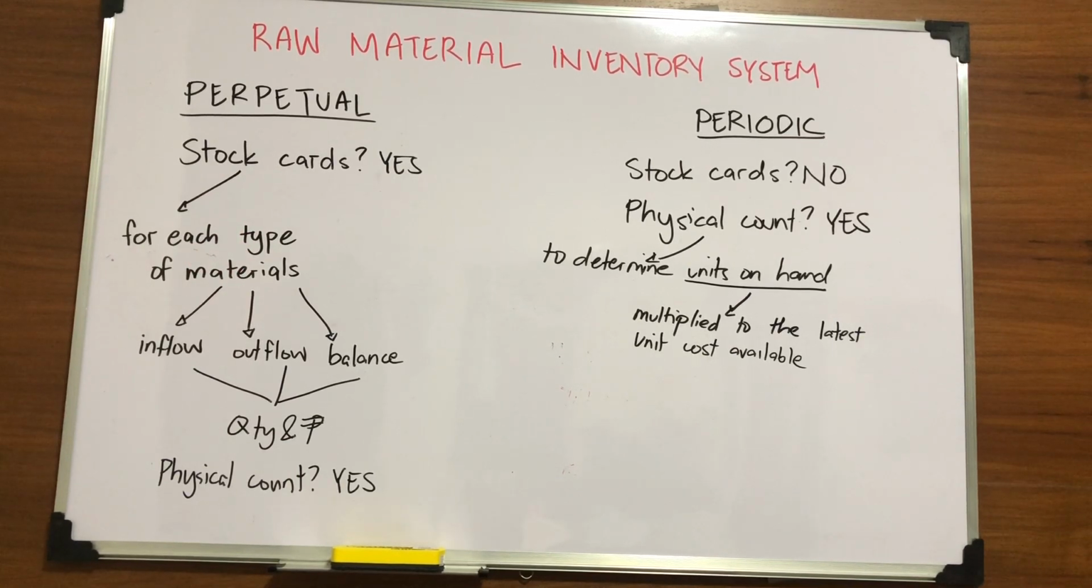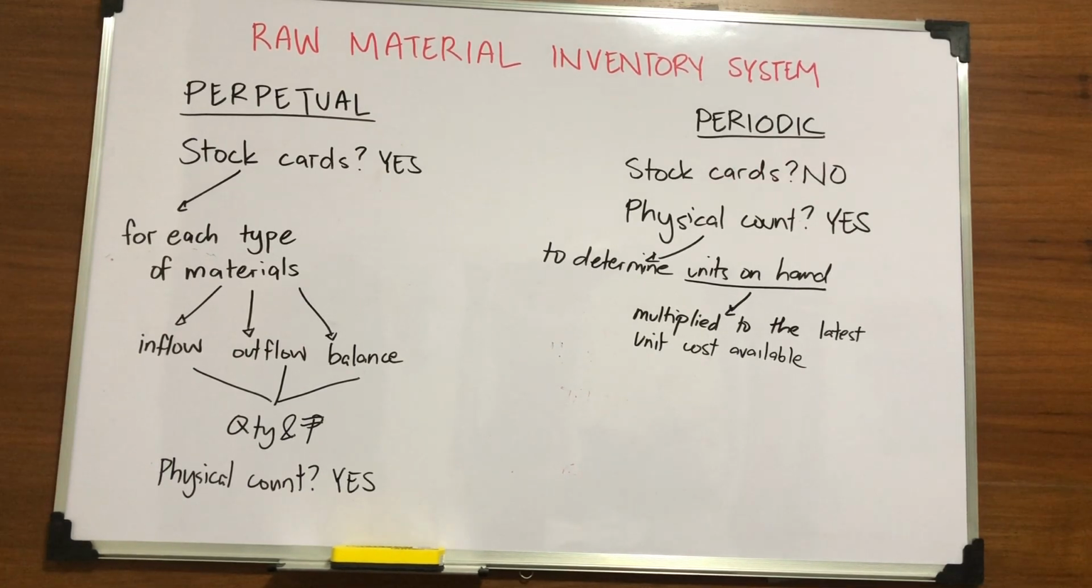You do this because you want to determine the inflow, outflow, and the balance of your material in relation to the quantity and the peso amount. And to check and reconcile your inventory stock card and your raw material inventory ledger balance, to determine its accuracy, you have to perform a physical count periodically. Sometimes you do this at the end of the year or whenever the management intends to do so. So that is your check and balance.